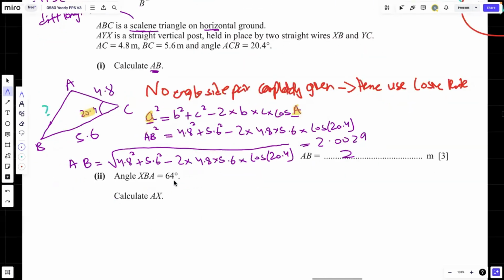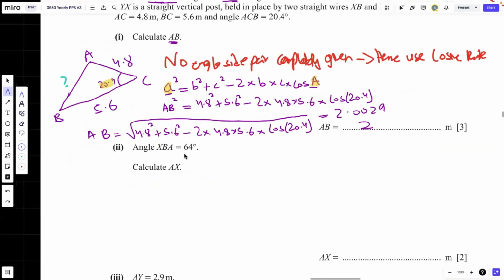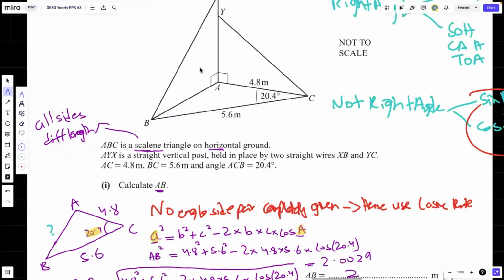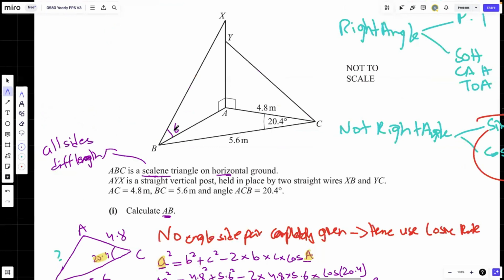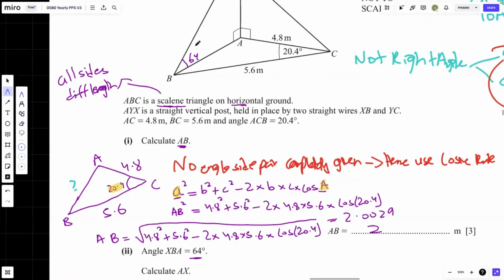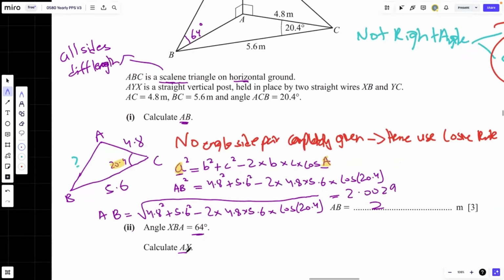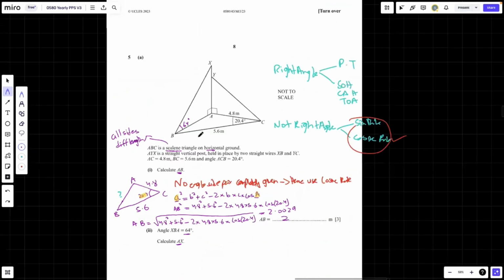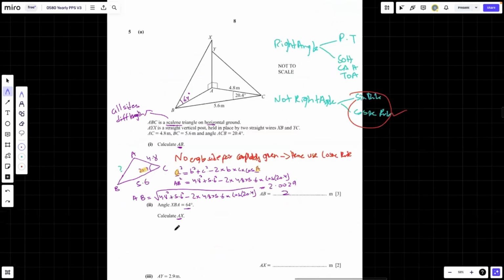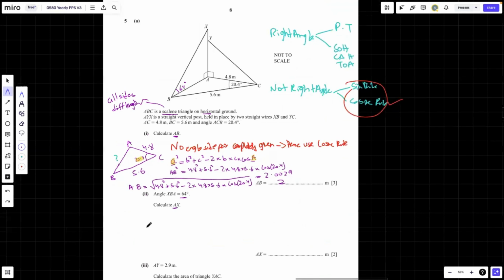So you're supposed to use the cosine rule for this part. Next part, we have the angle XBA. So XBA is going to be this angle, that's given as 64 degrees. You're supposed to calculate AX, so you're supposed to calculate this length. So you'll just pull out this triangle just the way that we pulled out this triangle. It's going to be something like this.